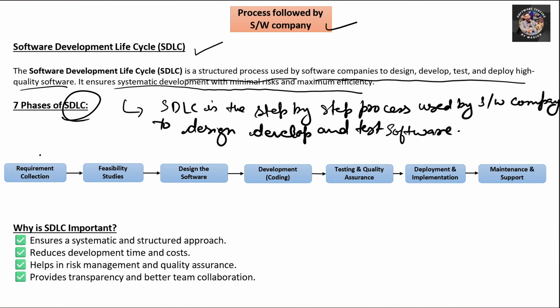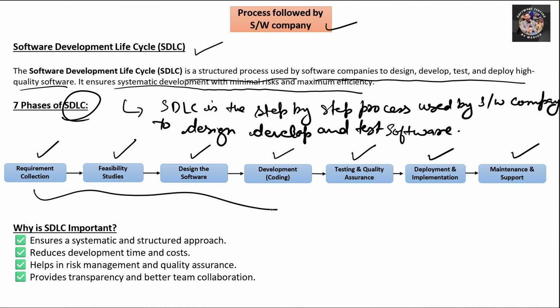There are different phases in SDLC. First phase is requirement collection. Second is feasibility study. Third is design of software. Fourth is development phase. Fifth is testing phase. Sixth is deployment phase. And seventh is maintenance phase. We will discuss them in detail. First, the requirement collection phase.